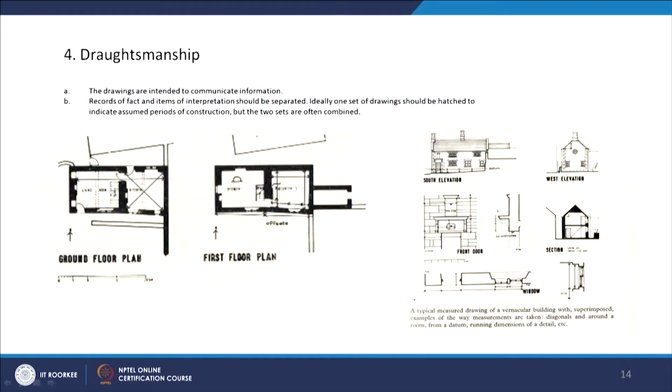Why are we doing the drafting? Because it has to communicate the information. It has to communicate the levels, the technicality, the volumes, everything. Similarly, it records the fact, and the facts and the items of interpretation should be separated. For instance, ideally one set of drawings should be hatched to indicate assumed periods of construction, but the two sets are often combined. Some examples from Brunskill's work show the ground floor plan, how it is diagonally hatched, the various south elevations, and what datum line is taken into consideration. And every section should have heights.